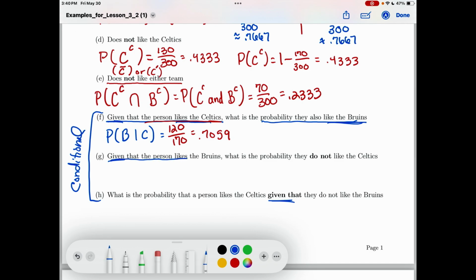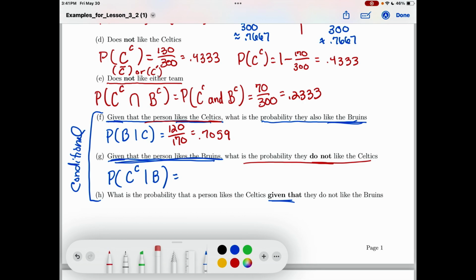Part G. Given that the person likes the Bruins, so this is going to be our assumption, what's the probability that they do not like the Celtics? So our notation is going to look like this. We're making the assumption that the person likes the Bruins, so the B is going to be on the right-hand side of the line. That's going to be our assumption. And we're looking for people that do not like the Celtics, so this is going to be the complement of the Celtics.